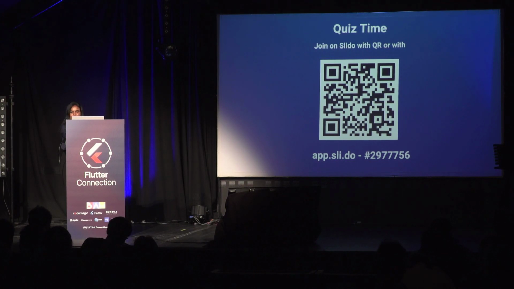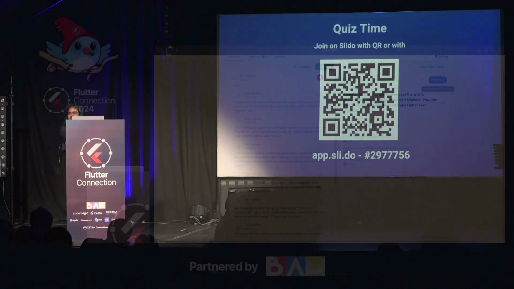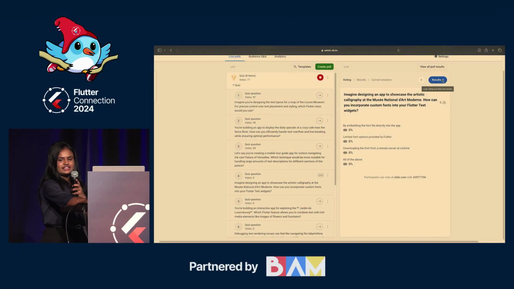Going on to the next one. Next question: you are building an app to display the daily specials at a cozy cafe near the river. How can you efficiently handle text overflow and line breaking while ensuring optimal performance? I hope everyone got the next question.